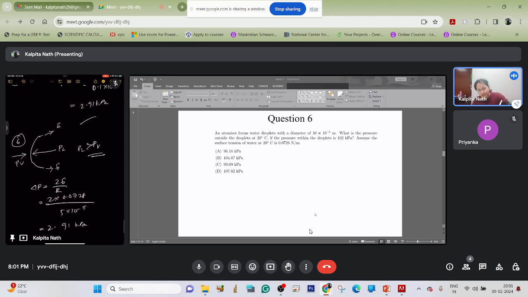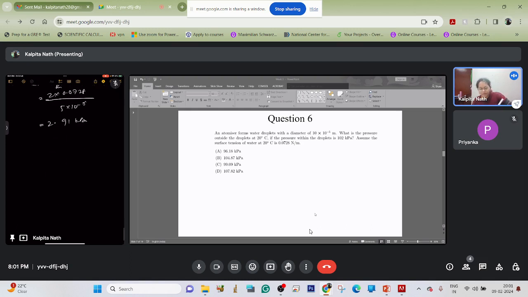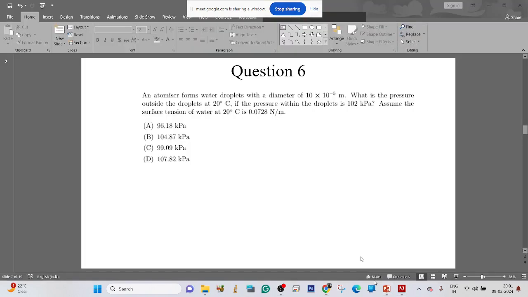Now we have been asked to find the pressure. Obviously from this diagram we can simply say that PL will be greater than PV. That means pressure inside will be greater than pressure outside. So Pi minus P naught will be the delta P, which is equal to 2.91. So P naught will be Pi minus 2.91, which is 102 minus 2.91. That means 99.09 kilopascal. That means option C. Okay. Next question.